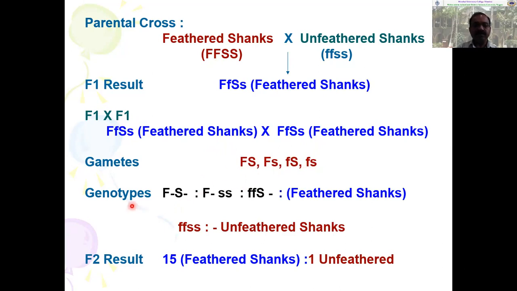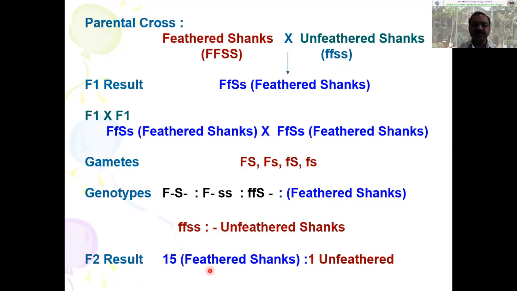So whatever the cross with a genotype with capital S, capital F, or capital S capital F with small ss, or small ff with capital S, whenever either capital F or capital S is dominant in nature, it will be a feathered shank. So that's why it is called duplicate dominant epistasis. Either F is dominant or S is dominant, that allele will mask the expression, and all that birds would be feathered shank. The only bird that would be an unfeathered shank or clean shank has the genotype small ff, small ss.